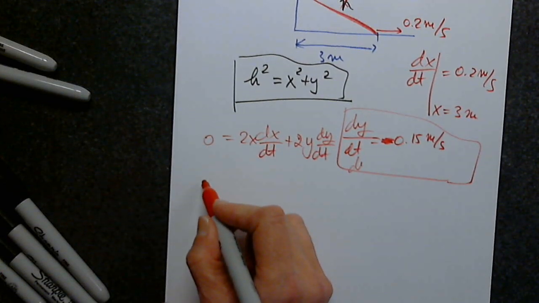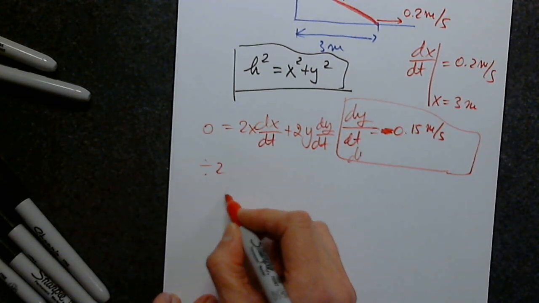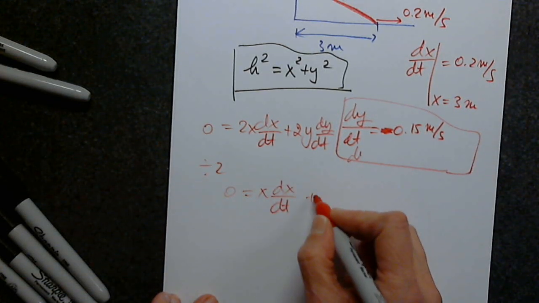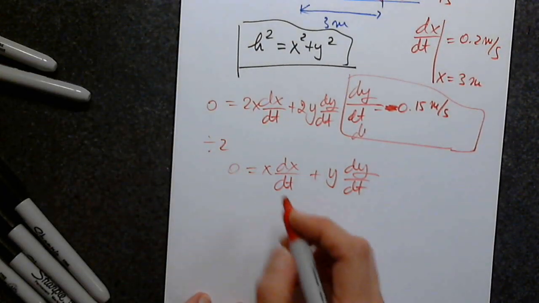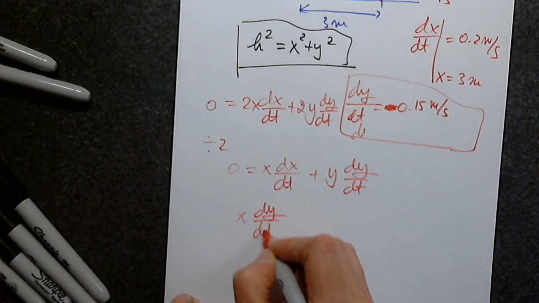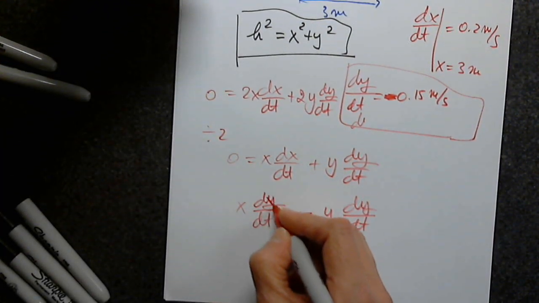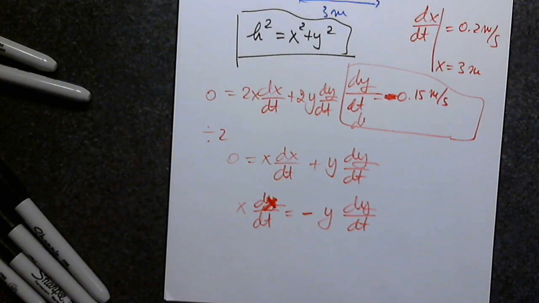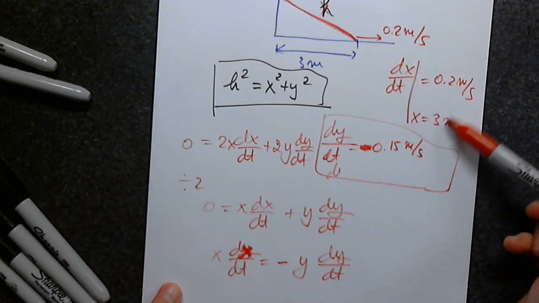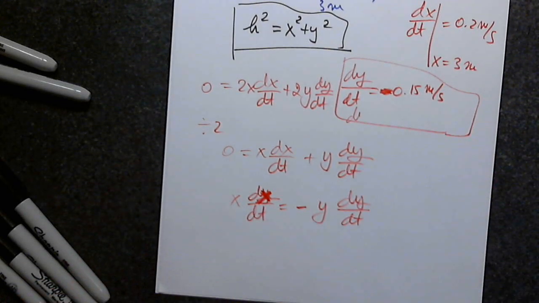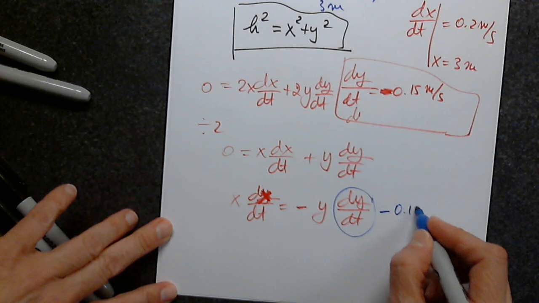Okay, so then we have 2x. First of all, I divide both sides by 2, and I get 0 equals x dx over dt plus y dy over dt. And then x dx over dt will equal negative y dy over dt. Of course. If you remember, whenever we say "when," it has to wait till the very end. So I do have dy over dt. This is given to us, which is negative 0.15.